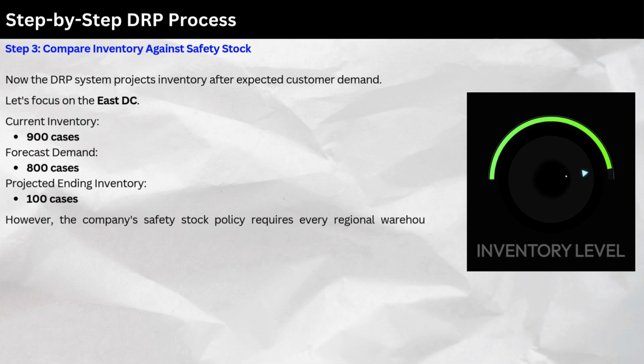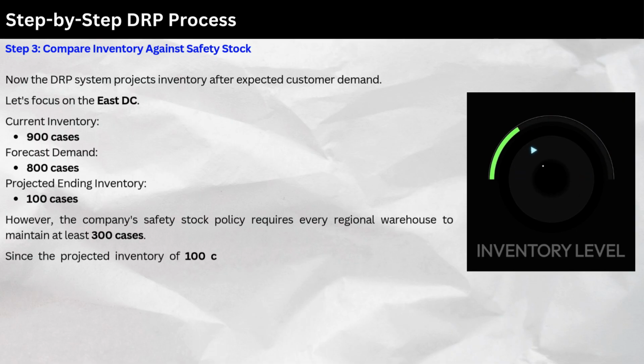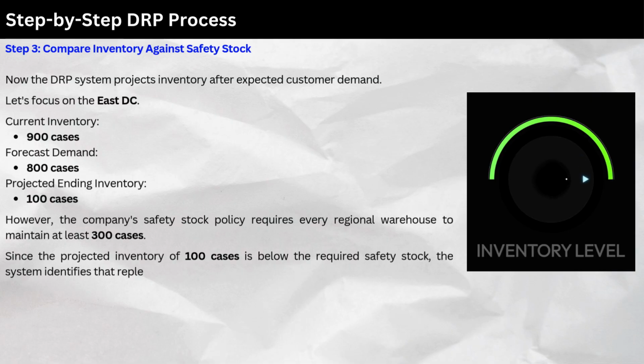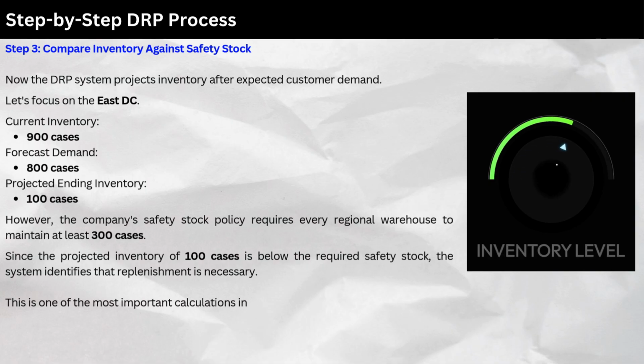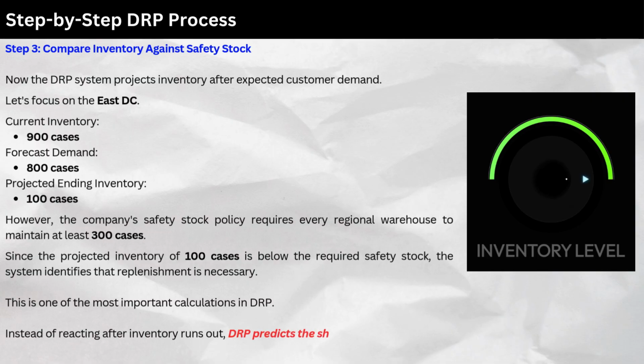However, the company's safety stock policy requires every regional warehouse to maintain at least 300 cases. Since the projected inventory of 100 cases is below the required safety stock, the system identifies that replenishment is necessary. This is one of the most important calculations in DRP. Instead of reacting after inventory runs out, DRP predicts the shortage in advance.